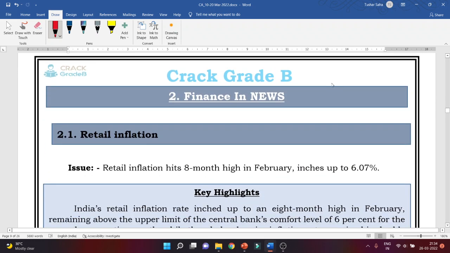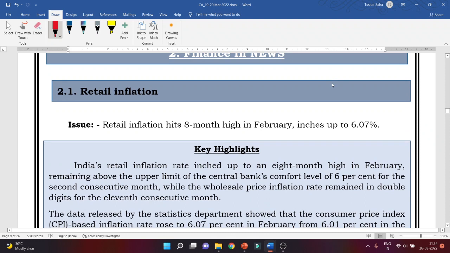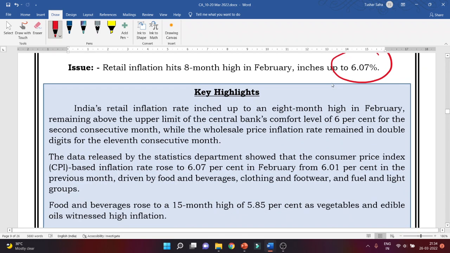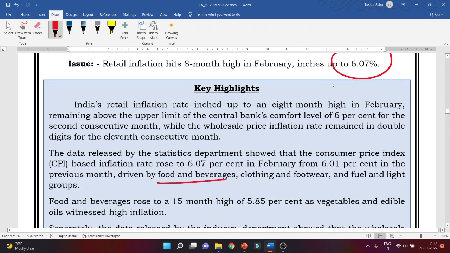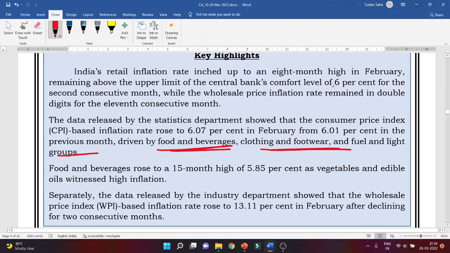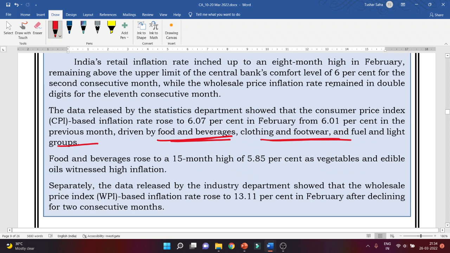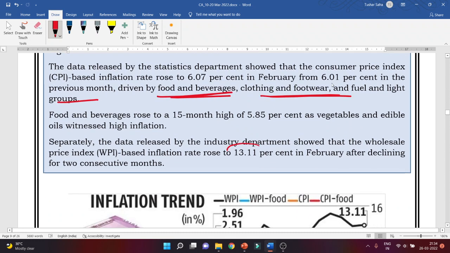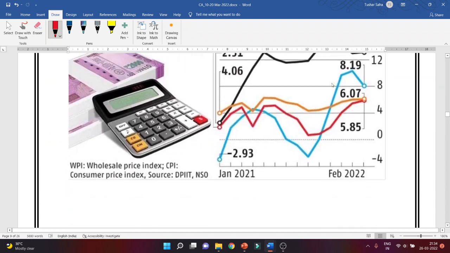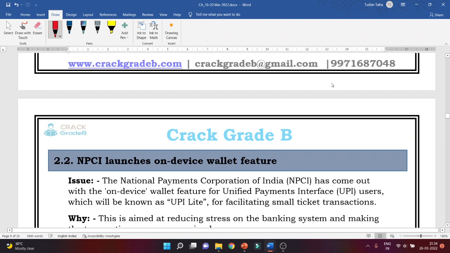Let's come to the next one, and that's about inflation. Inflation hits an 8-month high in Feb, and that is 6.07, right? And this 6.07 is driven by what? It is driven by foods and beverages, clothing, footwear, and fuel and light goods, right? But what about WPI? It's 13.11% in February after declining for 2 consecutive months. So only this much, and the important thing.